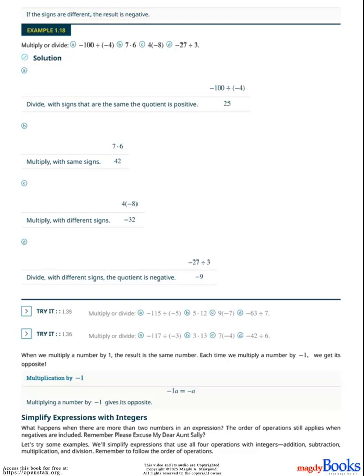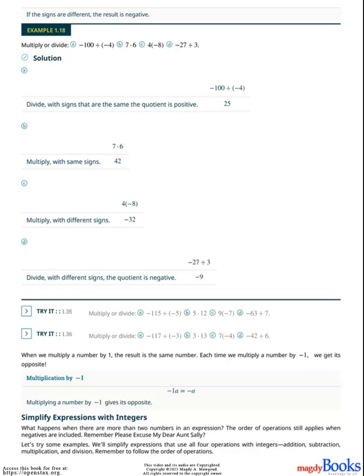B. 7.6. Multiply, with same signs. 42. C. 4 times negative 8. Multiply, with different signs. Negative 32. D. Negative 27 divided by 3. Divide, with different signs, the quotient is negative. Negative 9.